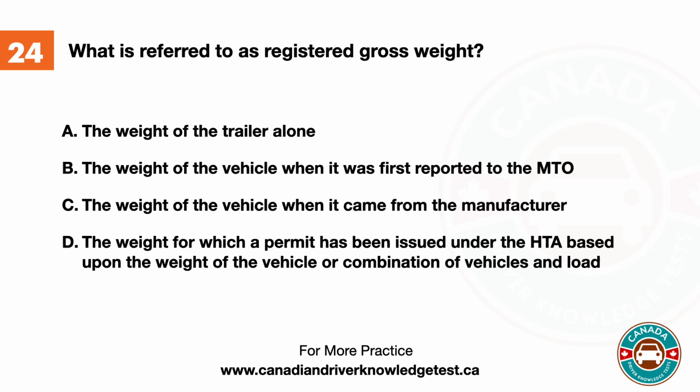Question 24. What is referred to as registered gross weight? A. The weight of the trailer alone. B. The weight of the vehicle when it was first reported to the MTO. C. The weight of the vehicle when it came from the manufacturer. D. The weight for which a permit has been issued under the HTA based upon the weight of the vehicle or combination of vehicles and load. The answer is D. The weight for which a permit has been issued under the HTA based upon the weight of the vehicle or combination of vehicles and load.